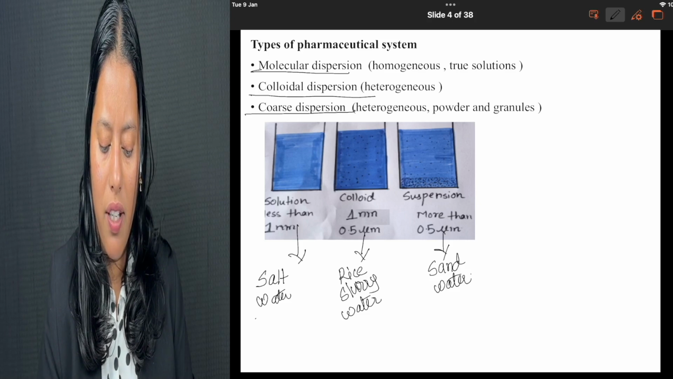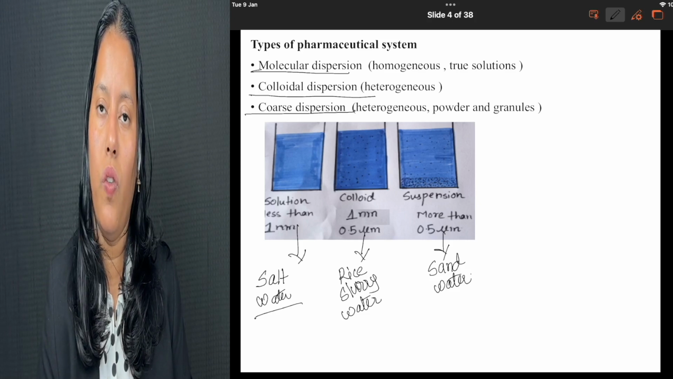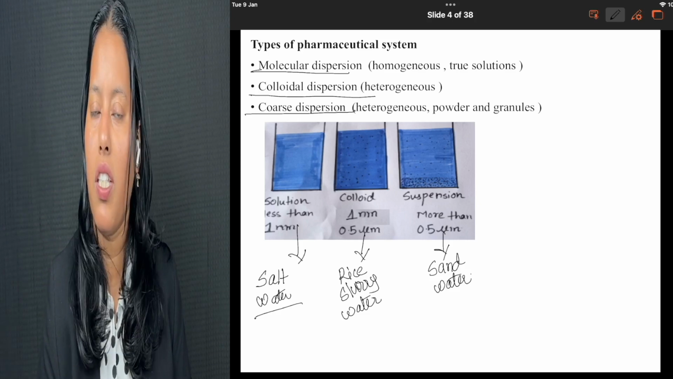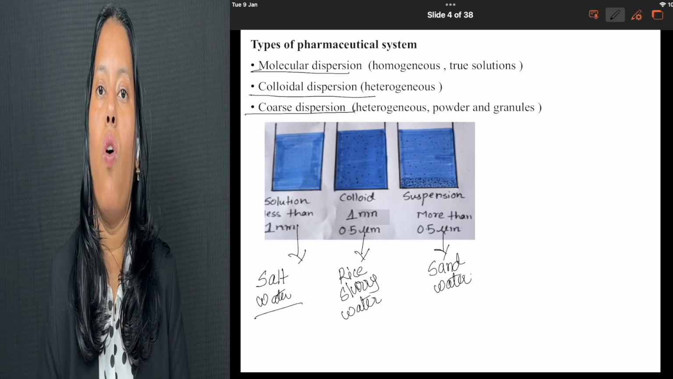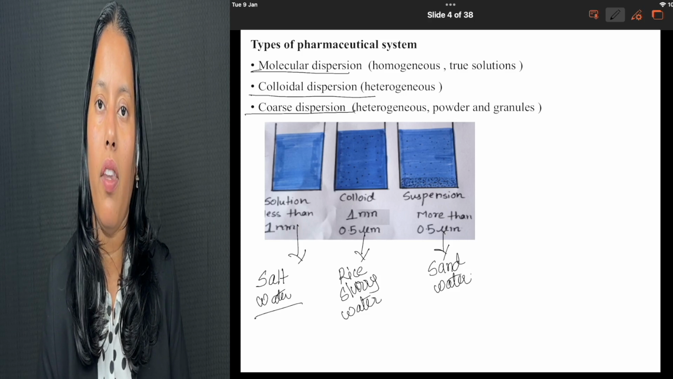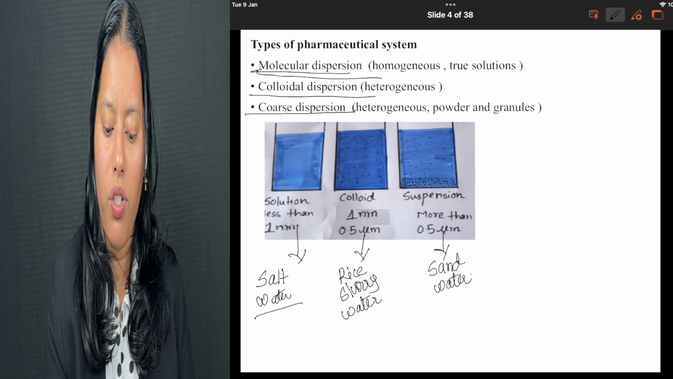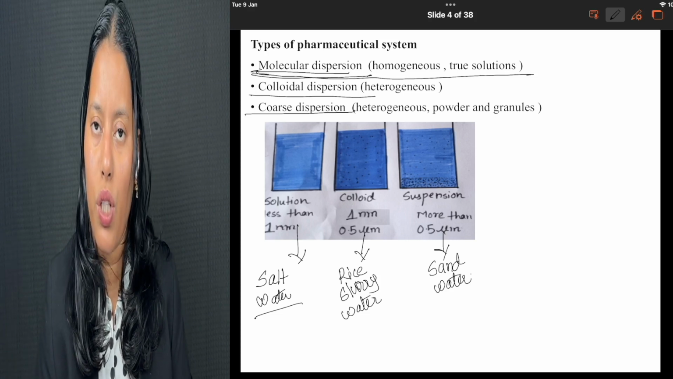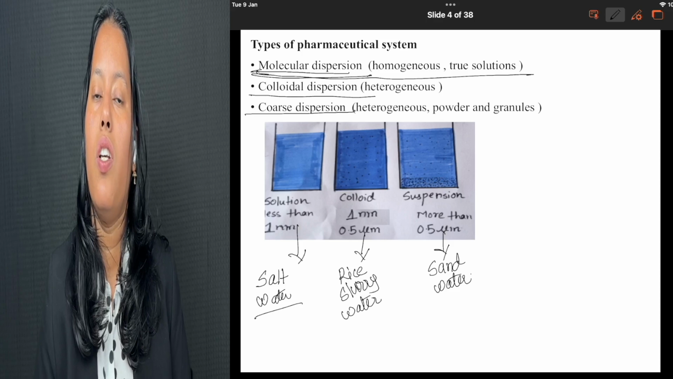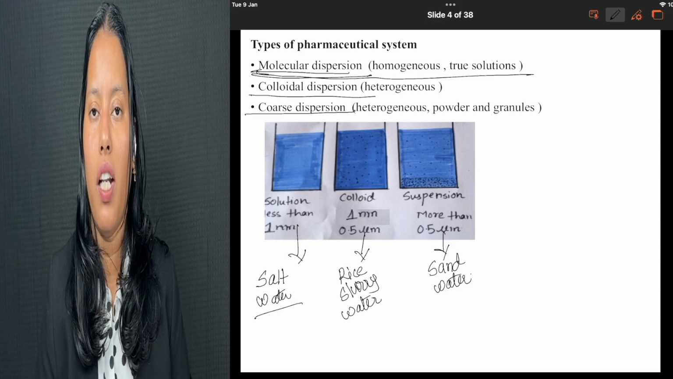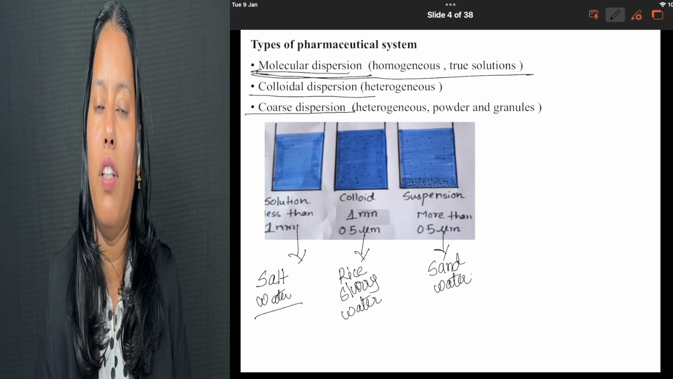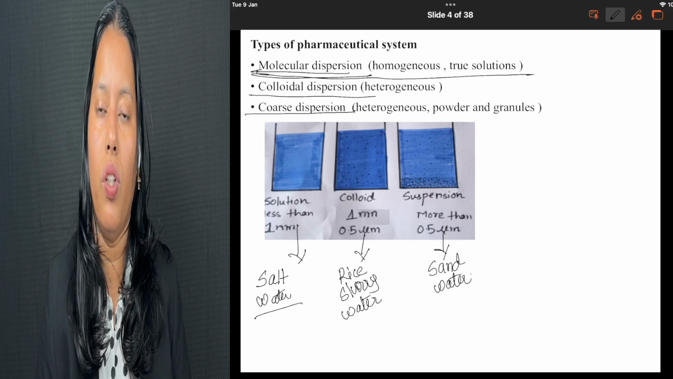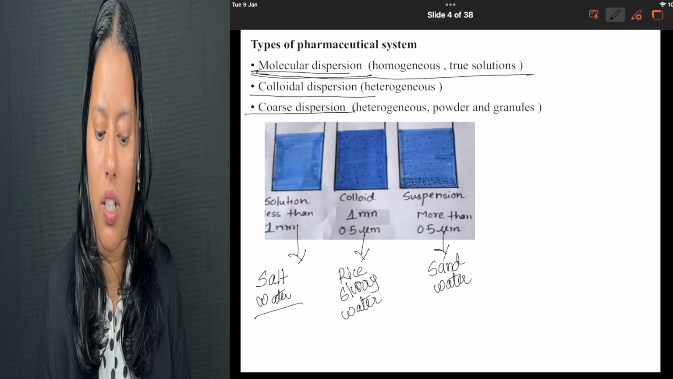In the first case, salt and water, after some time, once the salt is completely dissolved, you will just see plain water. The system is homogeneous throughout. So this homogeneous system is called the molecular dispersion and also the true solution. Salt water, sugar and water, even air is also an example of this homogeneous system, a molecular dispersion and true solution.